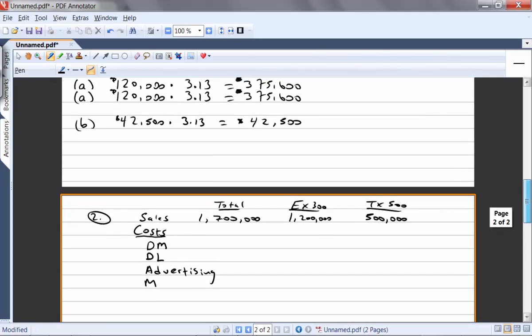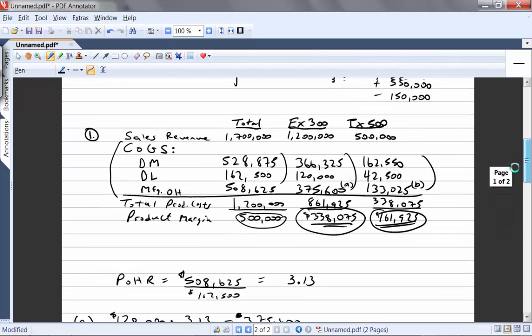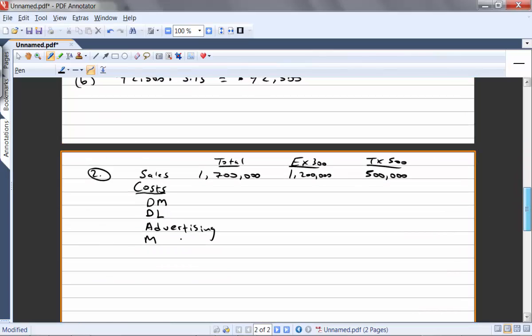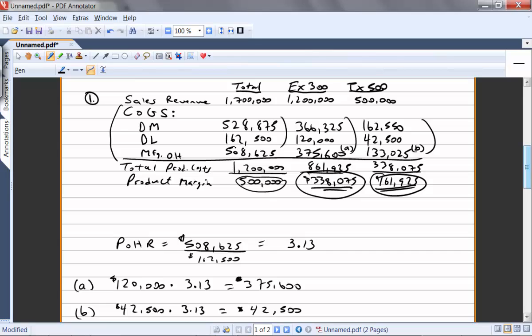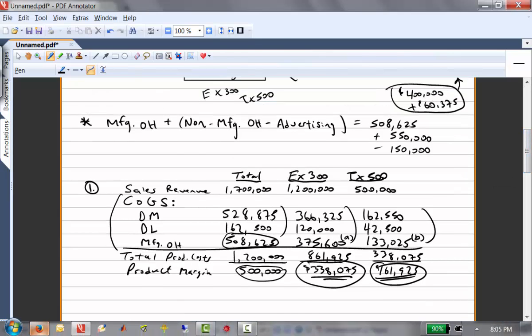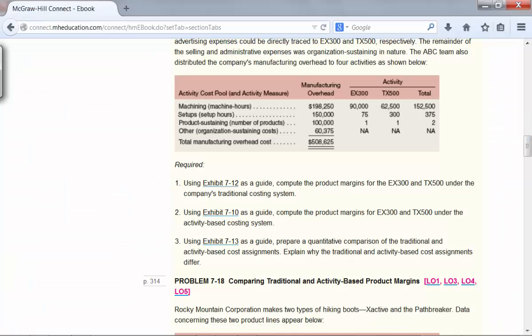Let's give an example of the first one I just said. What are some costs that the traditional system does not call product costs, but ABC does? Advertising, for example. The traditional system calls that a period expense, but ABC calls it a product cost, right here. Now, what's an example of a cost that under the traditional system is a product cost, but under ABC it's not? Well, under the traditional system, all of the manufacturing overhead is a product cost. But according to the way we've allocated here under ABC, 60,375 of this manufacturing overhead is going to remain unallocated because it's just organization sustaining in nature.